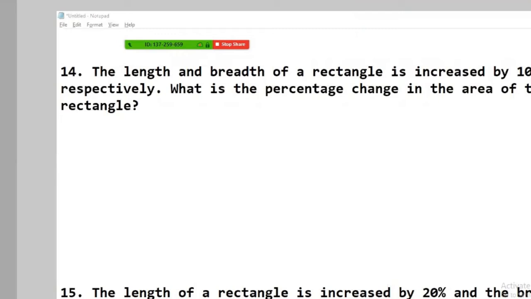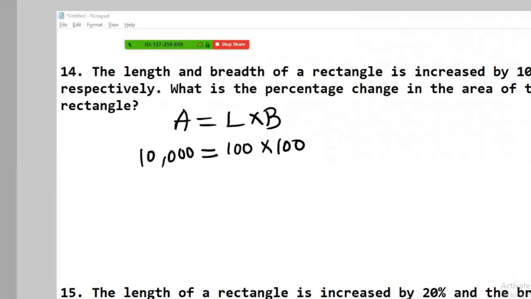Let's do it in a traditional way. What is the area formula? Length into breadth. I don't know the length, I don't know the breadth, so let me assume length is 100, breadth is also 100. Then the area must be 10,000. The length increased by 10%, so the new length is 110. The breadth increased by 20%, so the new breadth is 120.